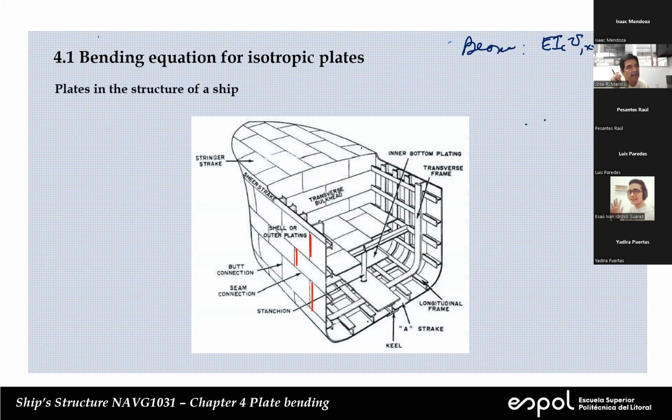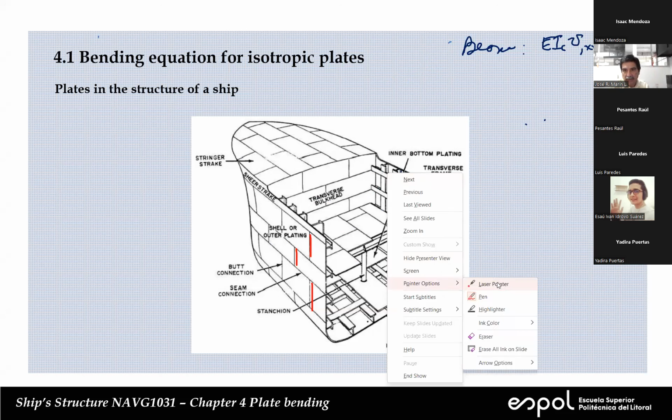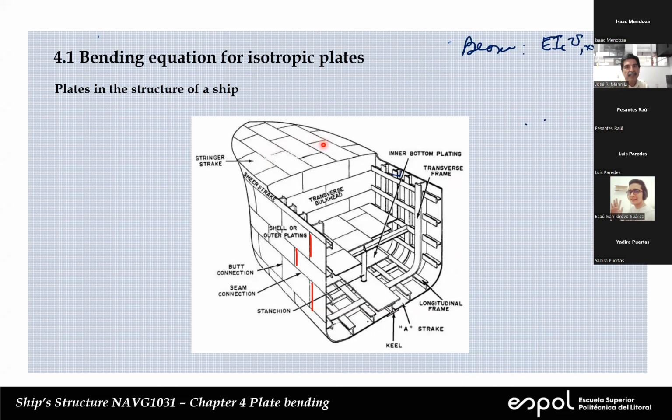Now, before we start this chapter, the question is, why do we need to study plate bending? And you see here the general structure of the ship. And you can see immediately in how many places we have plating. Okay, so this is something that it's a good idea to show here. This is the deck, and you can see that the ships are built in this way.